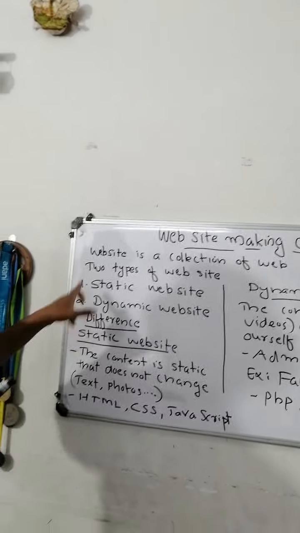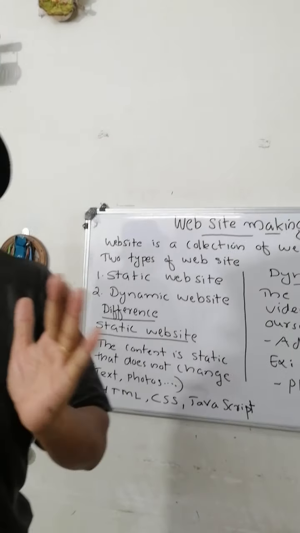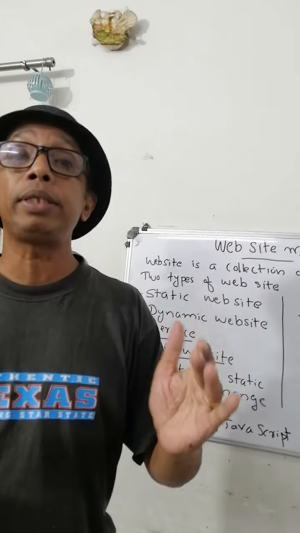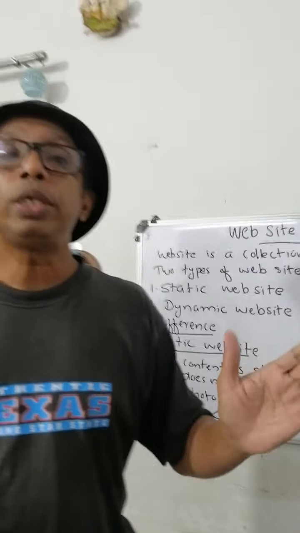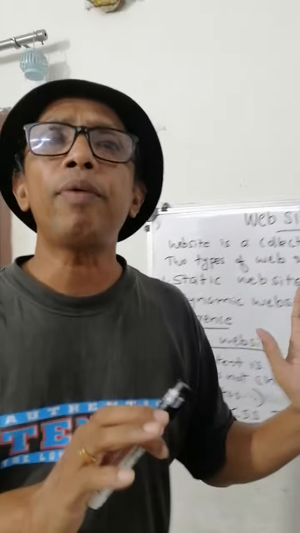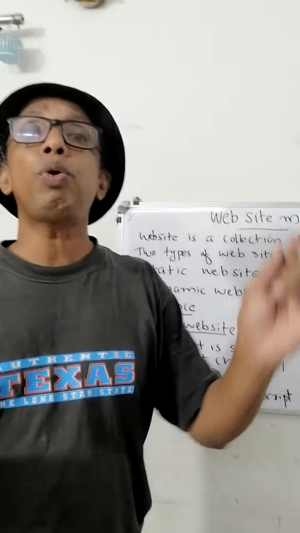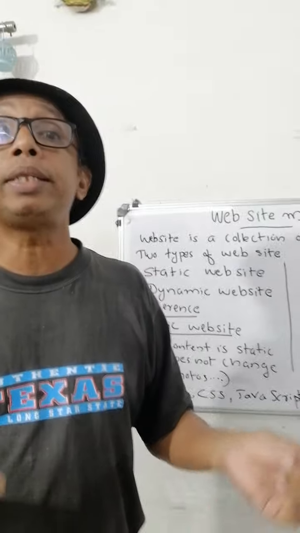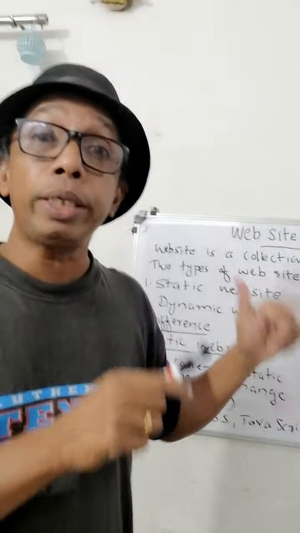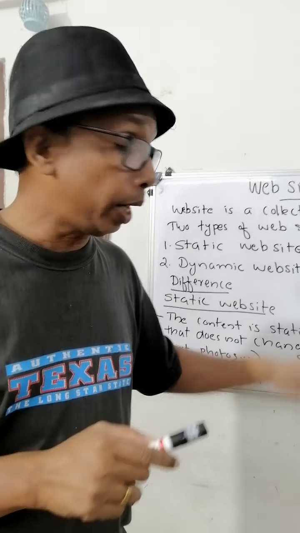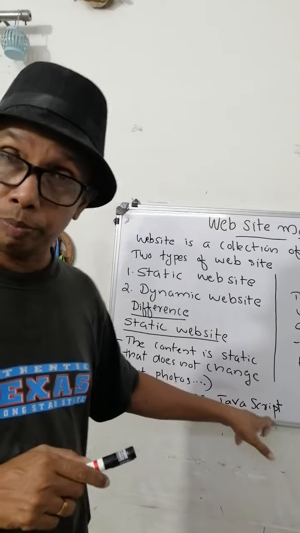Look, static website: the content is static. In every website we can see text, images, and videos. In the static website, everything is static, not changing. If you want to change it, then the developer can change it. For making the static website, we are using HTML, CSS, JavaScript.